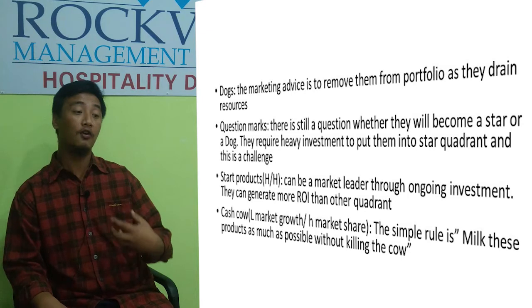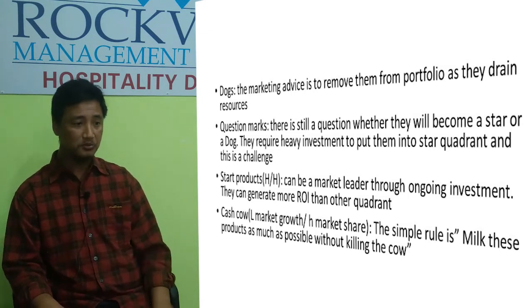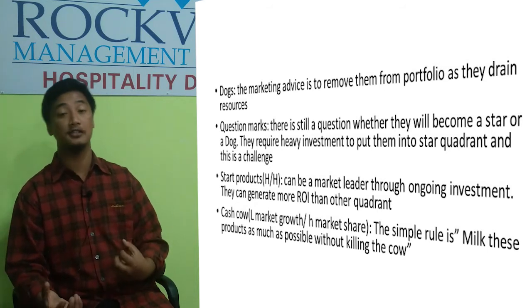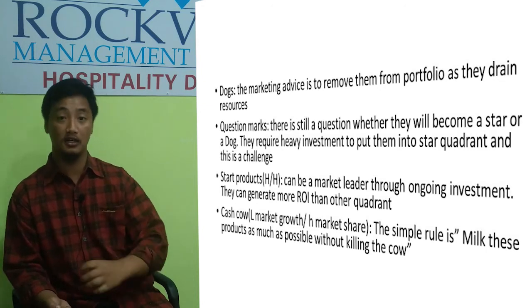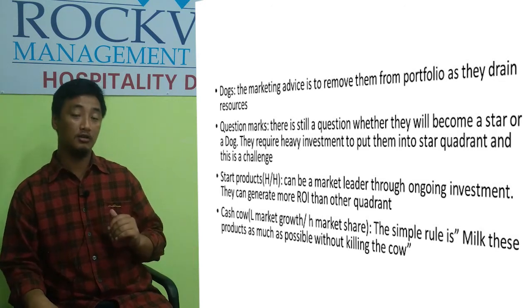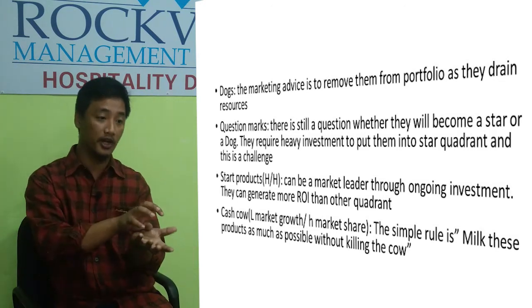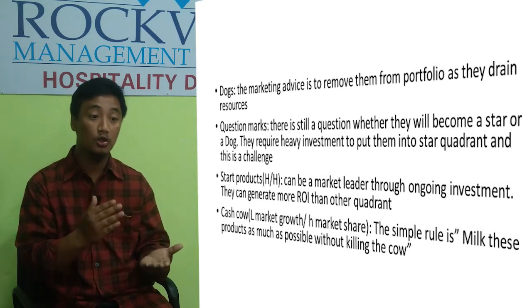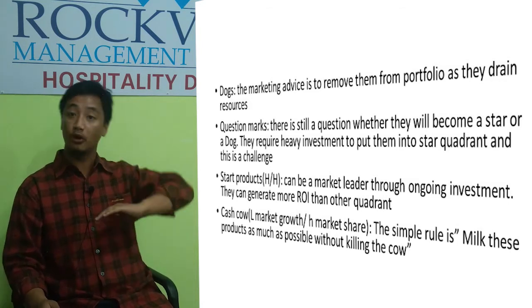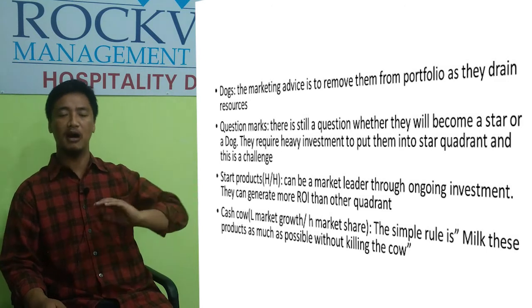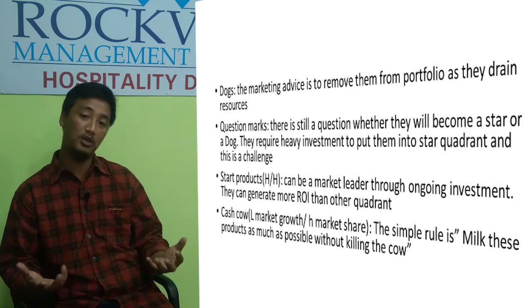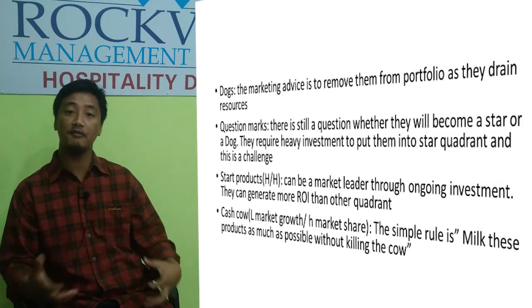Also, if our product falls under stars, we are going to have high market share. So our product has high market share, and the market growth is high. So if our product falls in the star quadrant, we can be a market leader through ongoing investments. We can invest money in the market because we know the market is going to increase. The market has a huge demand, the market is increasing, and we have a big chunk of market share. So we already have customers in the market.